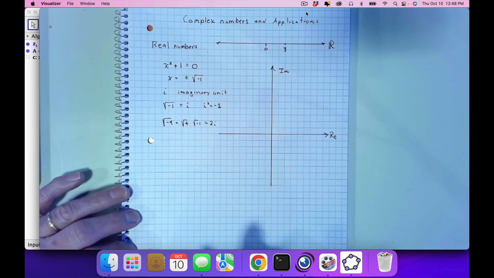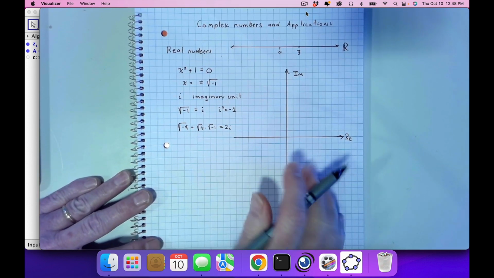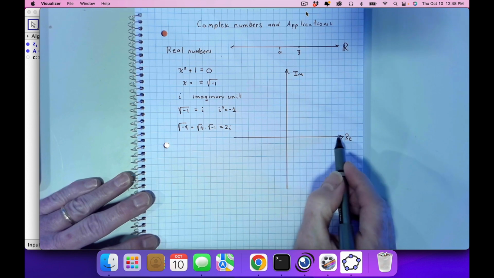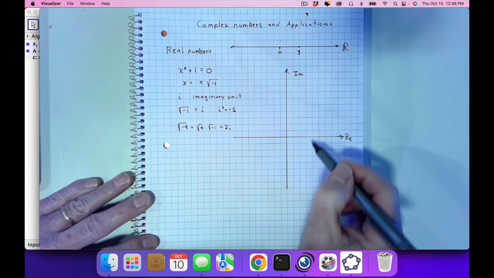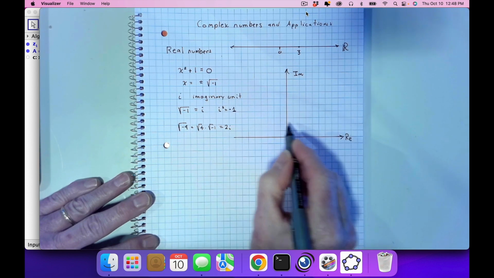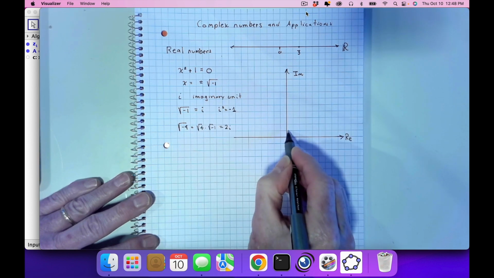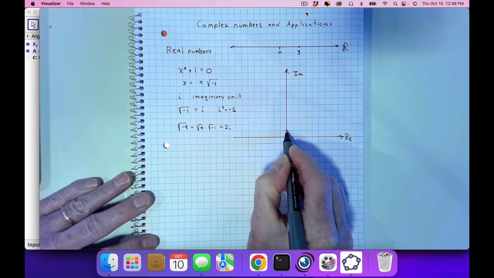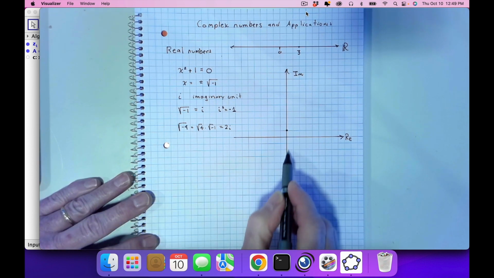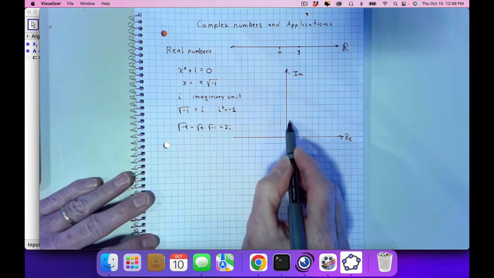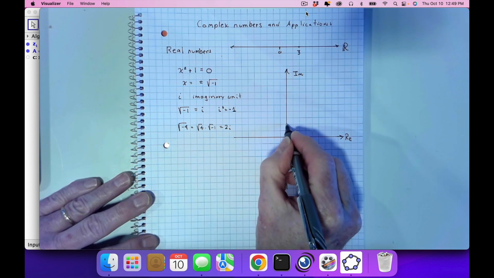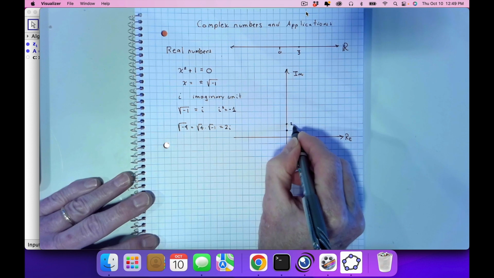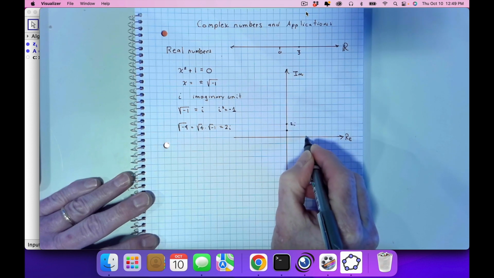Since these imaginary numbers don't fall on the real axis, we introduce a new axis here called the imaginary axis. Here, the number i would land right here. There's i. All my imaginary numbers would be points on this axis. 2i would be right here. And again, over here is the real number 3.